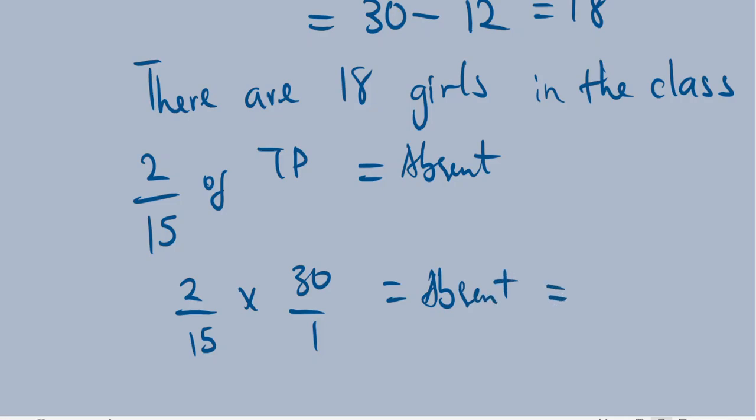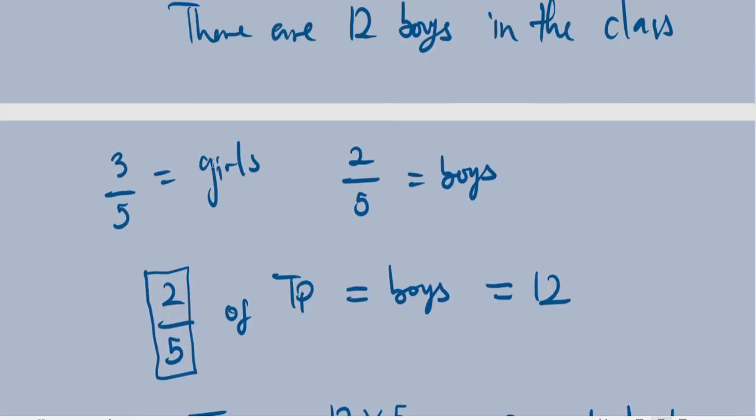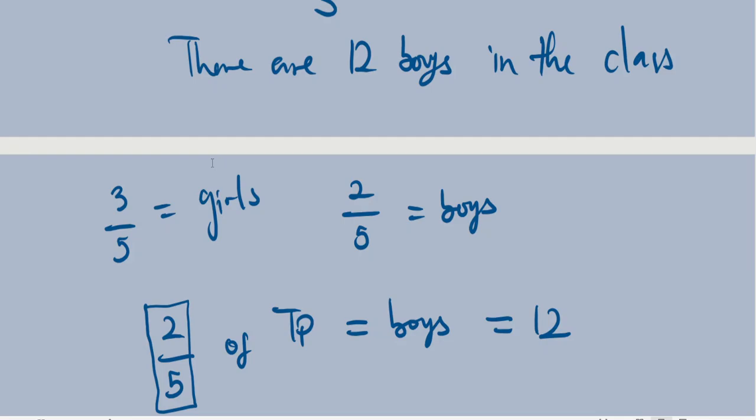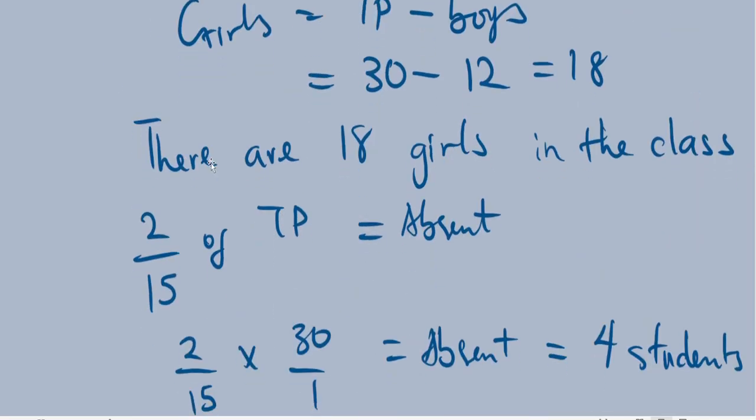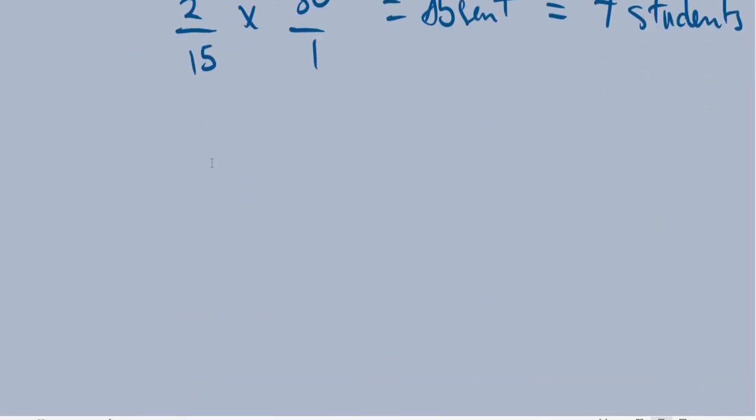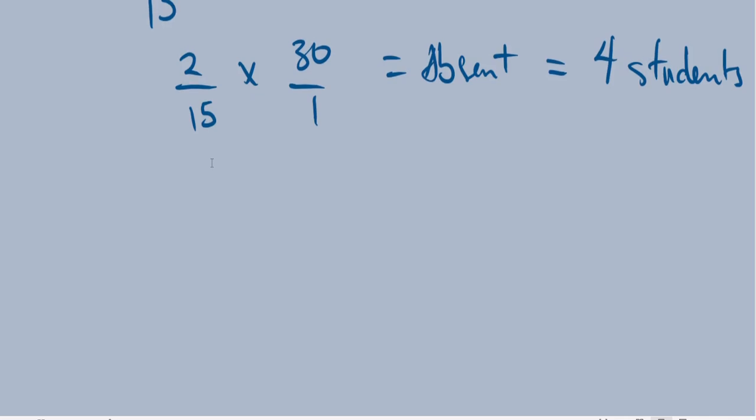That will give us 4. Only 4 students, because 2 times 30 is 60, and 60 divided by 15 is 4. So only 4 students were absent. And we already stated earlier that there are 12 boys and 9 boys were present.